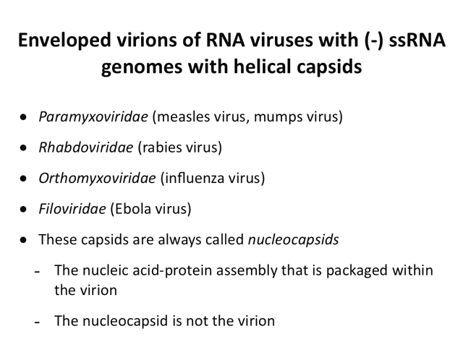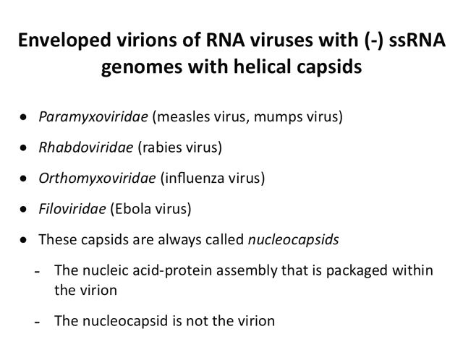Here are just some examples of enveloped virions of RNA viruses. These are negative strand RNAs with helical capsids: measles virus, Paramyxoviridae, rhabdo, rabies virus. Influenza viruses have this helical structure, and Ebola. For all of these, the capsids are always called nucleocapsids because they're within a membrane envelope.